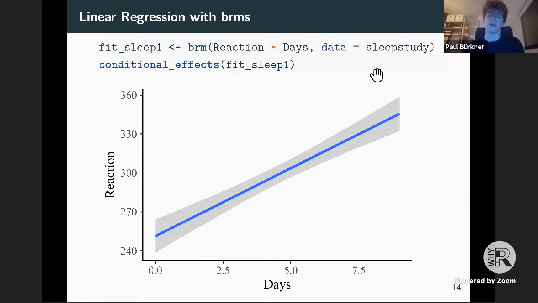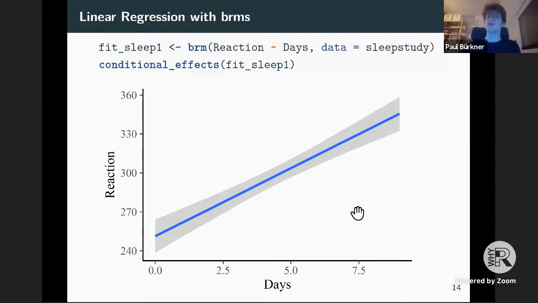So we specify the model in BRMS, we run Stan behind the scenes, and then we can use lots of post-processing methods, for example, conditional effects to plot some conditional predictions that show us the prediction lines between the predictors and the response variable. Here we see an average effect of days over the subjects on the reaction time, right? That's nice and good, and we see reaction time increases as people get little sleep.